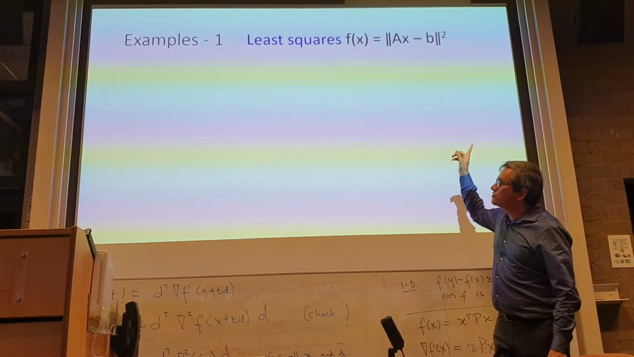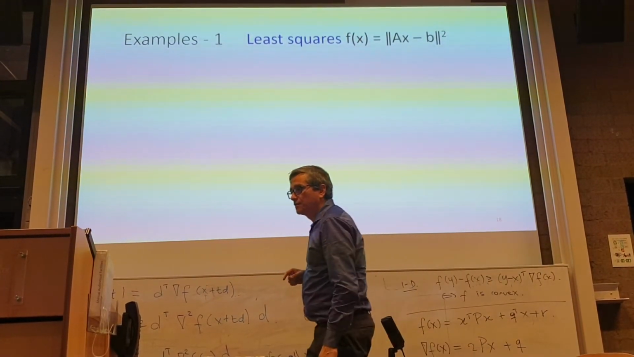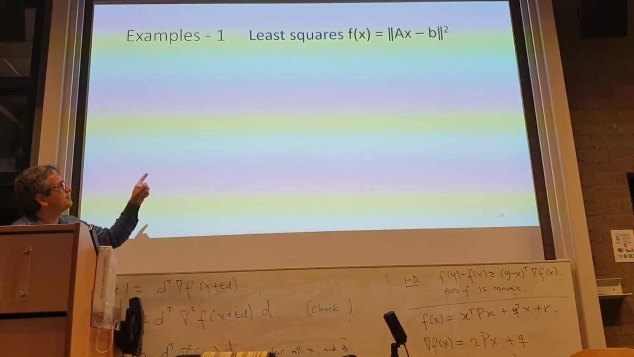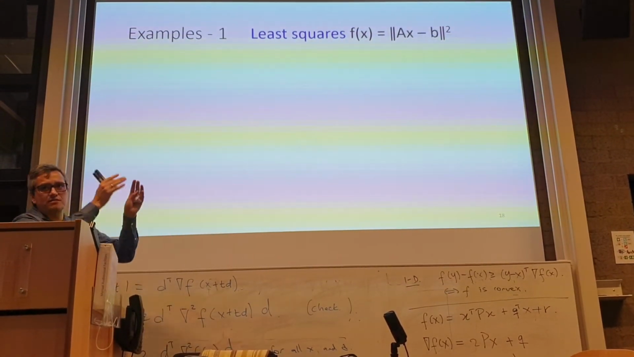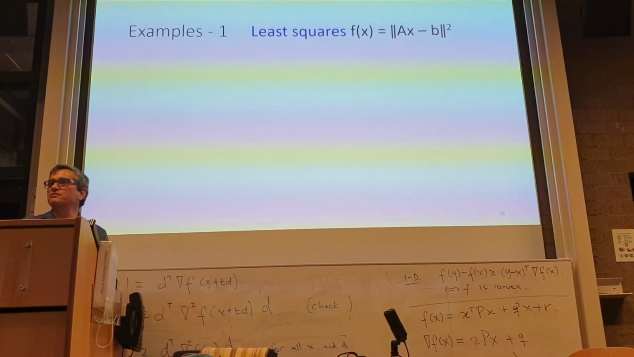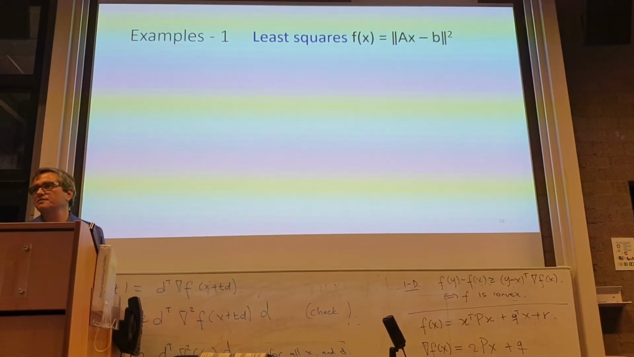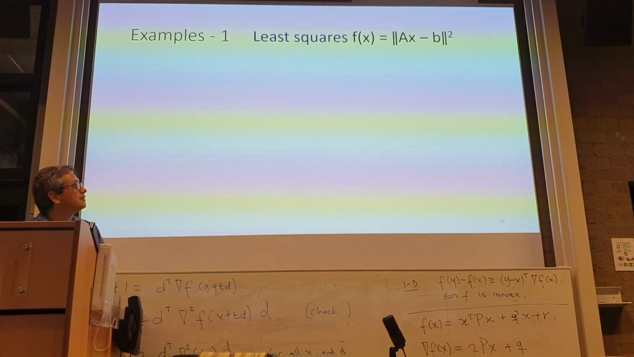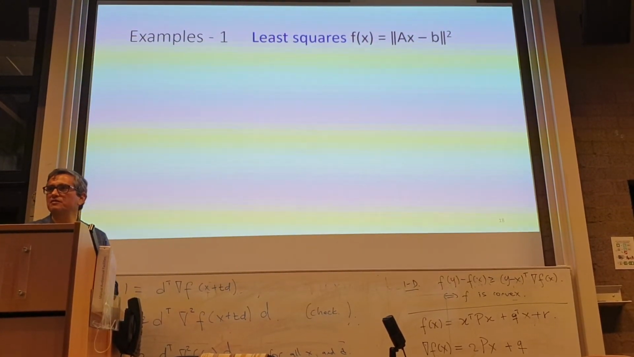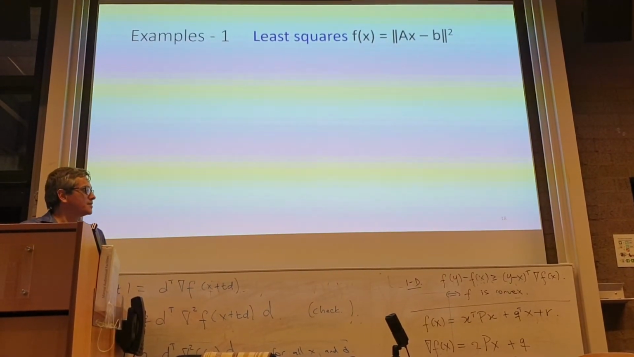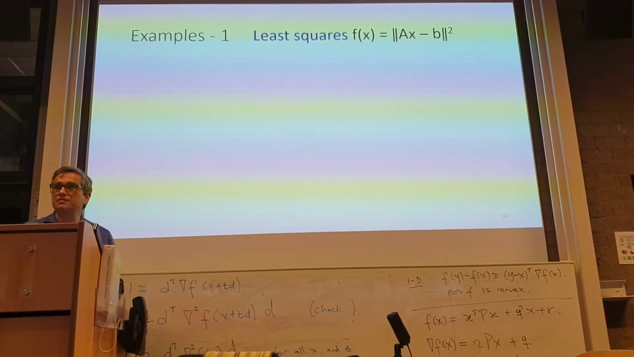This is the problem that you solve when you do least squares. Here x is your betas, A is your data, and b is your labels, or your y values. At the end you will solve this problem that looks like this: the norm of Ax minus b, squared. That's the problem that you solve in least squares. So when is this function convex?